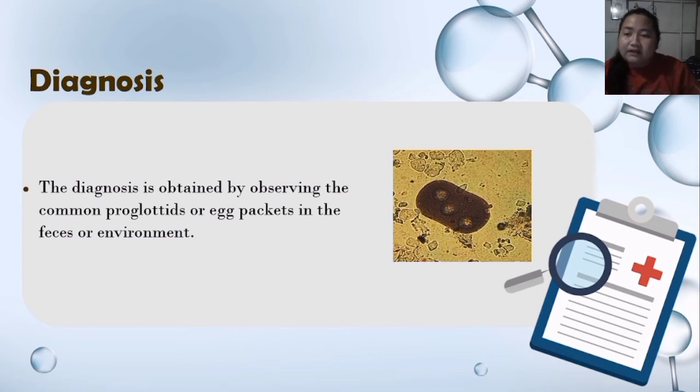Diagnosis. The diagnosis is obtained by observing the common proglottids or egg packets in the feces or environment. The treatment for both animals and humans is simple and highly effective. Praziquantel can be administered orally or by injection for pets only. The drug dissolves the tapeworm within the intestines. The worm may not be evident in the dog's feces since it's normally digested before passing. In general, these medications are well tolerated.